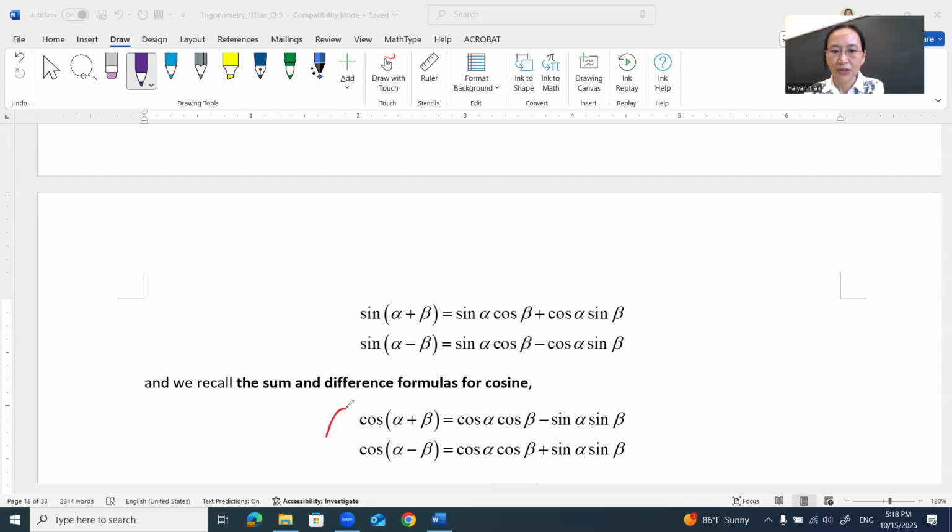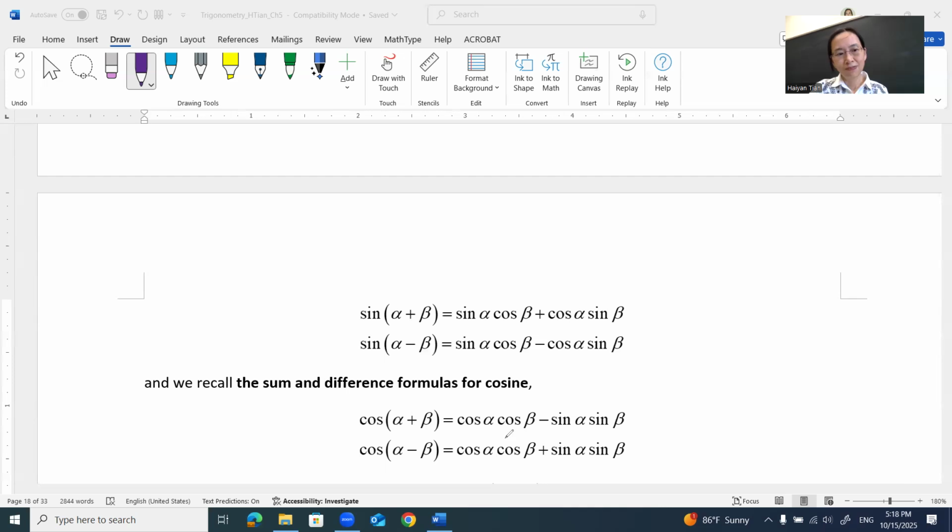Also you see for the sine of alpha plus beta, this is a mixture of sine value and cosine value: sine alpha cosine beta plus cosine alpha sine beta. So it's a product of sine and cosine of these two angles respectively. And this one also, with a minus: sine alpha cosine beta minus cosine alpha sine beta.